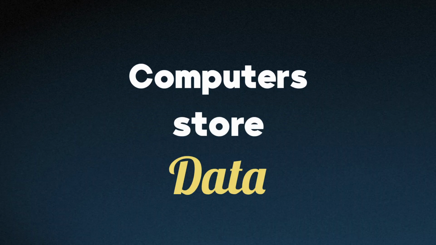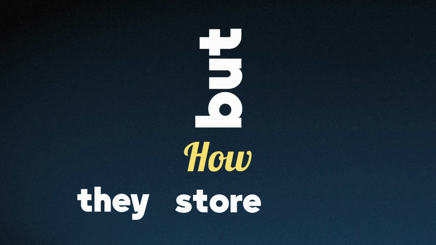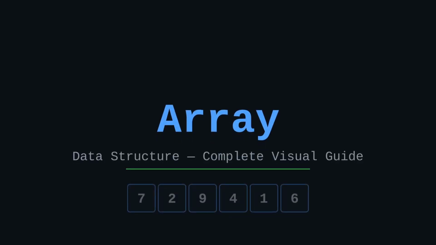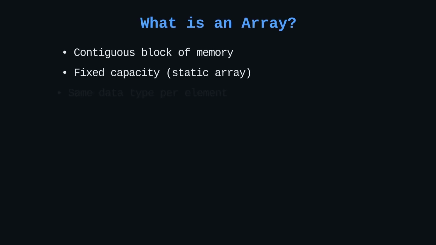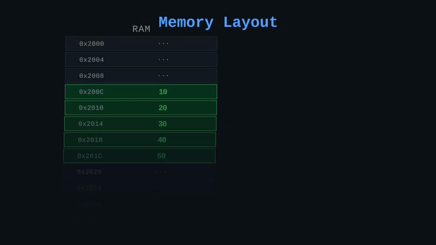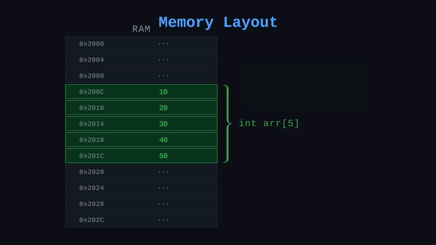Computers store data, but how they store it changes everything. An array stores elements in contiguous memory, one after another with no gaps. Each size is fixed when it's created, so you can't resize it later. An array stores only one data type, such as integers, strings, or booleans.